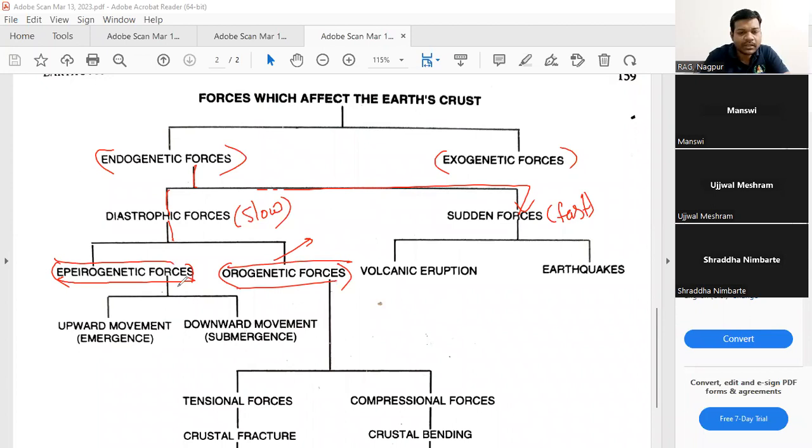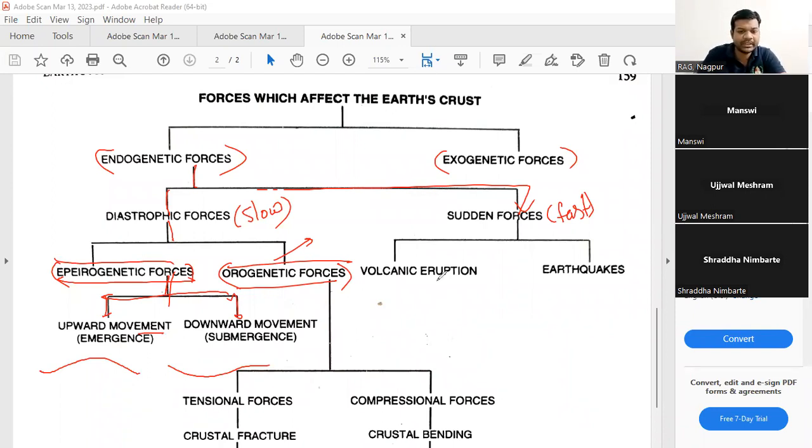Epirogeny is divided into either upward movement or downward movement, either emergence or submergence. This is epirogeny, or epirogenic forces. So either it will be an upward movement or a downward movement. And then the orogenic movement.